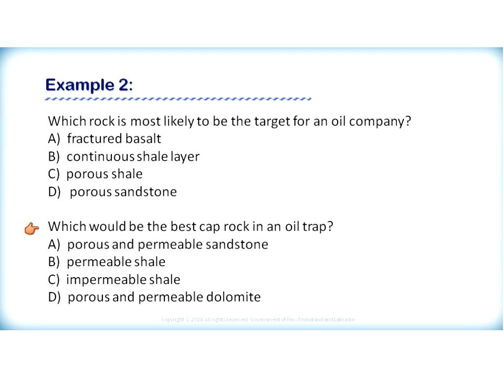Second question reads, which would be the best caprock in an oil trap? So caprocks would have to have the ability not to allow liquids to pass through. So they would have to have low porosity and low permeability. And those two properties will be seen in an impermeable shale. So the answer to this question will be C. The best caprock in an oil trap would be impermeable shale.